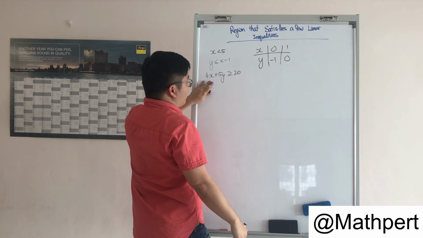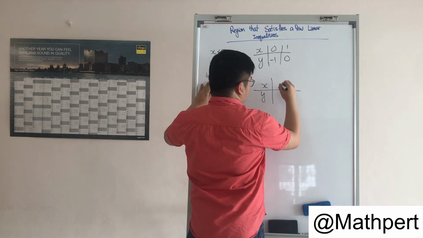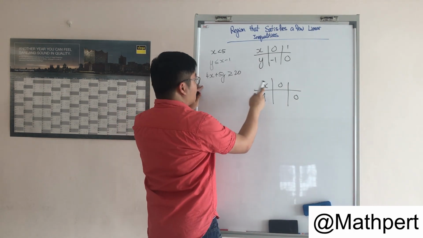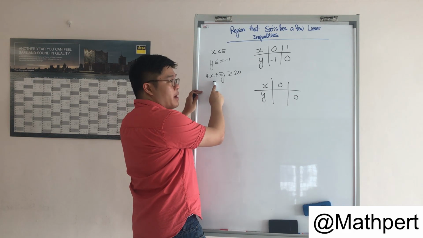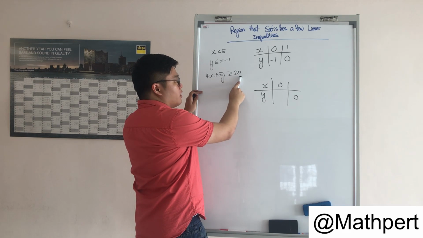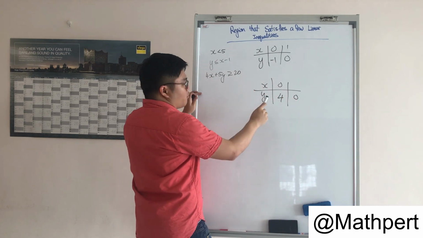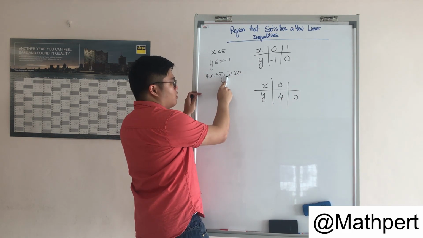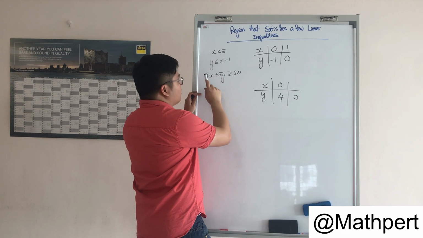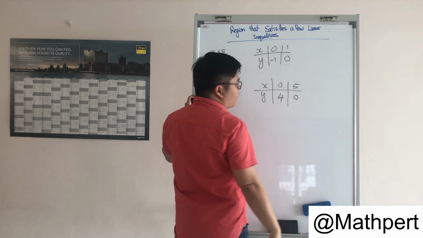How about here? When x equals 0, this term becomes 0. Then the balance is 5y greater than or equal to 20. So 5 moving to here, we get 20 divided by 5, which is 4. Then when y equals 0, this whole term becomes 0. Then we have 4x greater than or equal to 20. Then 4 moving to here, we get 20 divided by 4, which is 5.